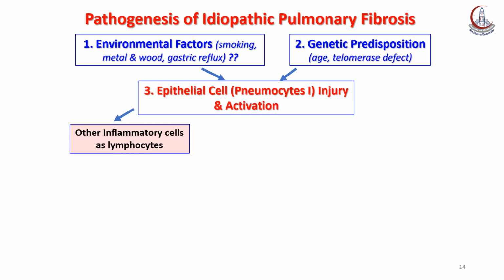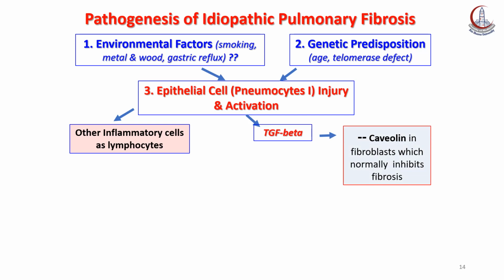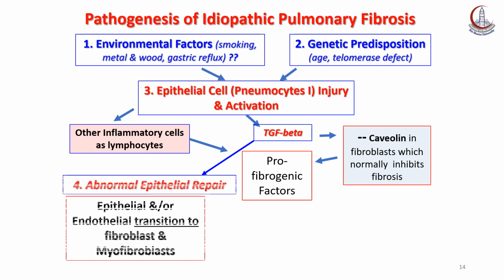Their activation will cause inflammatory infiltrate like lymphocytes. Also, their injury will produce transforming growth factor beta, leading to inhibition of a material called clavulin in the fibroblast. Normally, clavulin inhibits fibrosis, so now fibrosis will be formed. Both the inflammatory cells and the loss of clavulin cause a profibrogenic effect that leads to fibrosis.